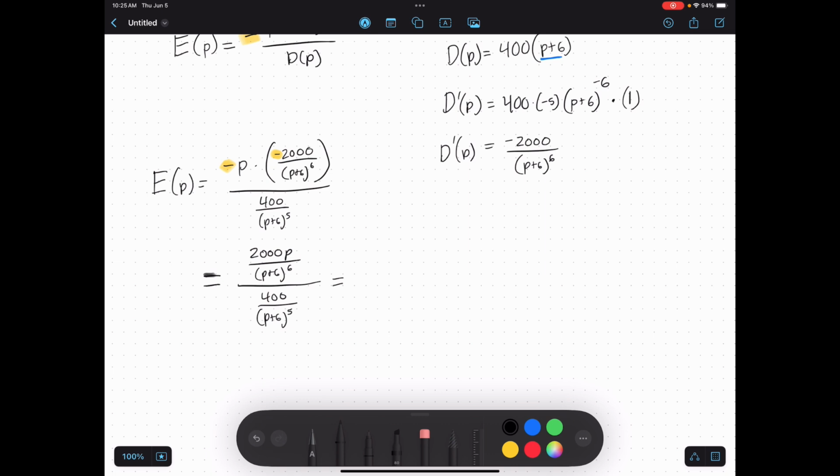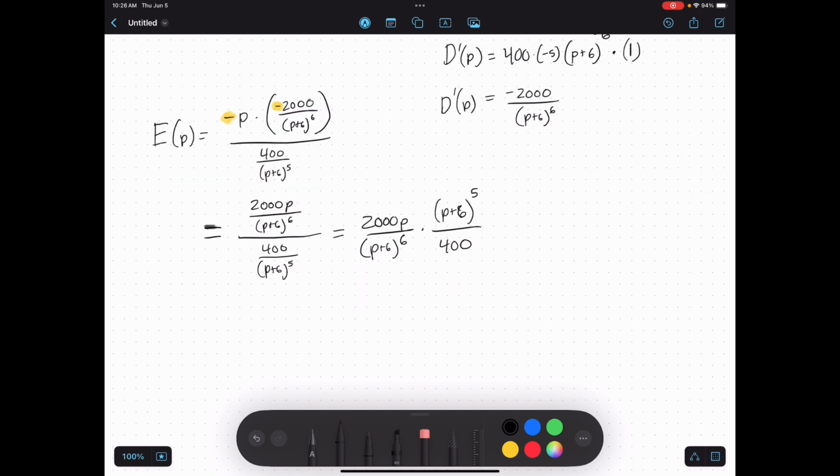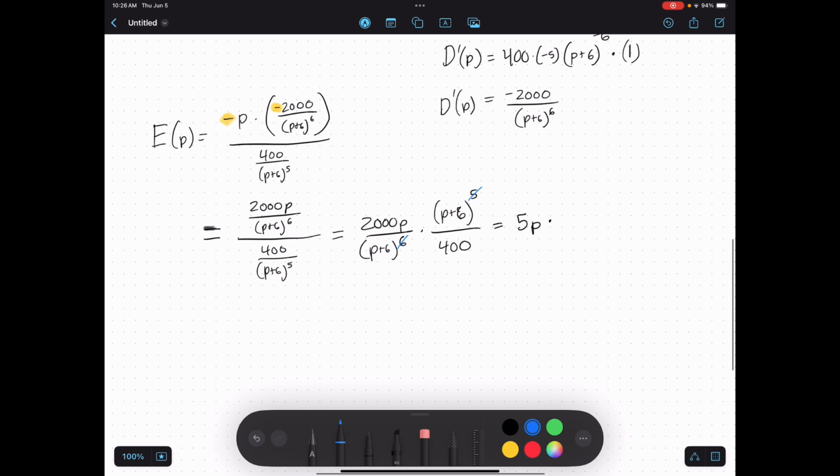How do I go about evaluating that? I can just flip and multiply. I get 2,000p divided by p plus 6 raised to the 6th power times p plus 6 raised to the 5th power divided by 400. I can simplify this quite a bit. 2,000 divided by 400 is just 5, so I get 5p times p plus 6 raised to the 5th divided by p plus 6 raised to the 6th. 5 of these get canceled out, and I'm just left with 1 in the denominator.